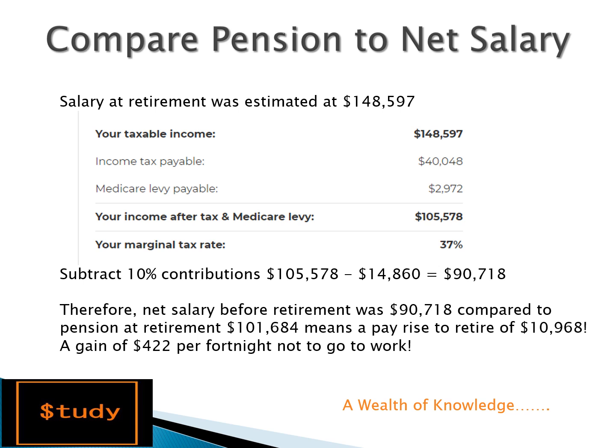No wonder you feel broke sometimes. But yes, the big chunk of your pay has certainly gone in tax, Medicare and super contributions. Therefore, this person's net salary before retirement was $90,718, compared to the pension when they do retire, perhaps a fortnight later, of $101,684, meaning this person is going to get a pay rise of $10,968 a year to not go to work, an extra $422 a fortnight not to show up.